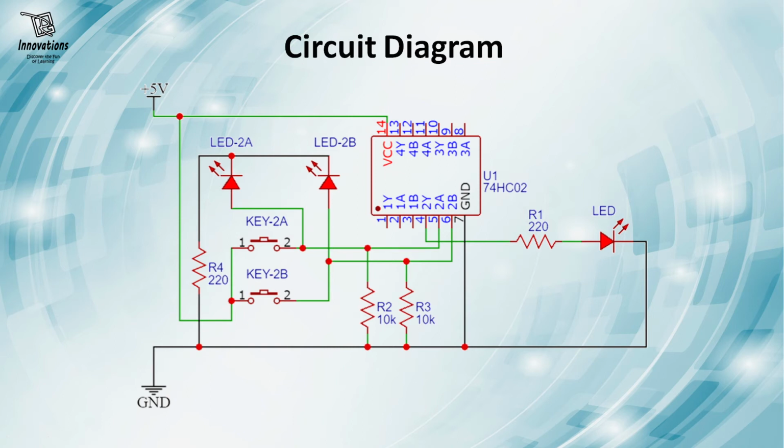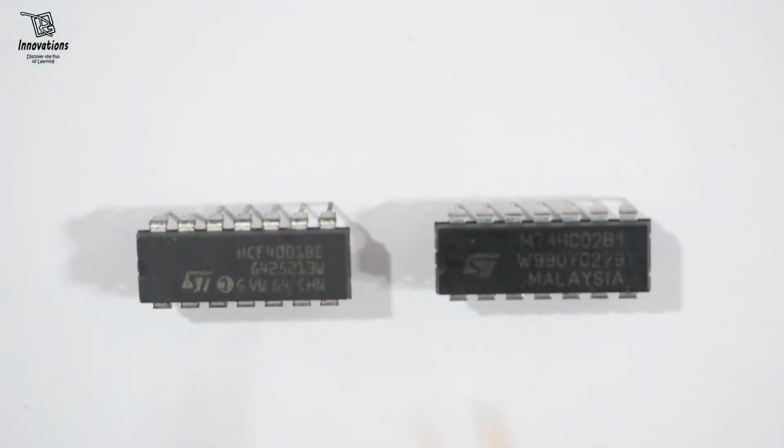Now we will move on to the practical demonstration of this circuit and we will see how a NOR gate works. So here are the two ICs that we are going to check today. One is CD4001 and another is 74HC02 or 7402 IC. Both of these are quad 2 input NOR gates and both of these ICs have 14 pins.